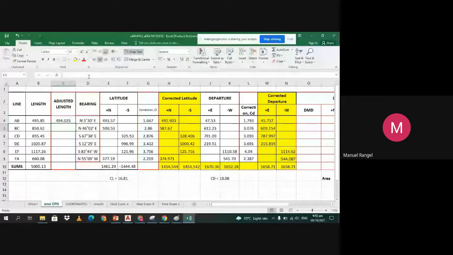Okay. So next, easy. Square root of the square of 587.67 plus 609.154 squared. What is the adjusted length? Of course, BC. 846.441. Okay. Next.